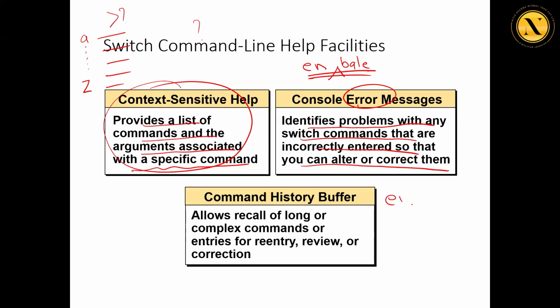Third is the command history buffer, right? So when you start entering commands, it will store 10 commands in 10 lines, right? So when you press up arrow or down arrow or Control P, Control N, it will show you the previous or next command, right? It allows recalling long or complex commands or entries for re-entry, review or correction.